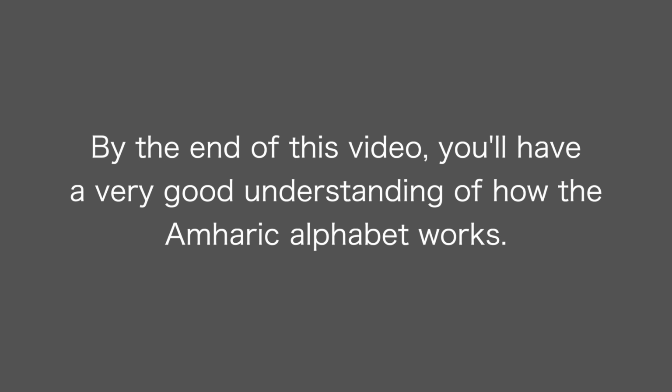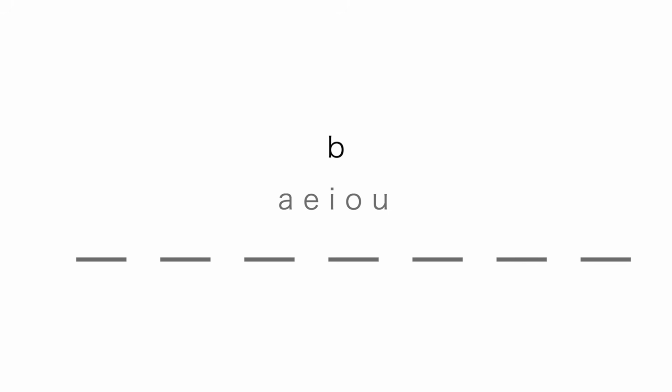By the end of this video, you will have a very good understanding of how the Amharic alphabet works. Alright, let's begin. We're going to combine B with vowels to make 7 different B sounds.